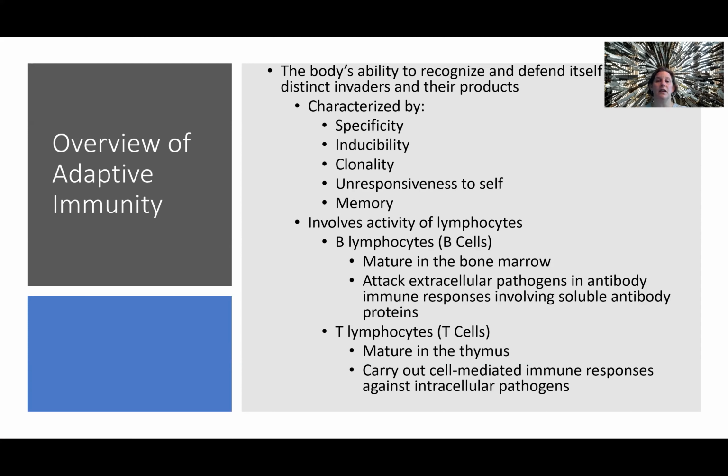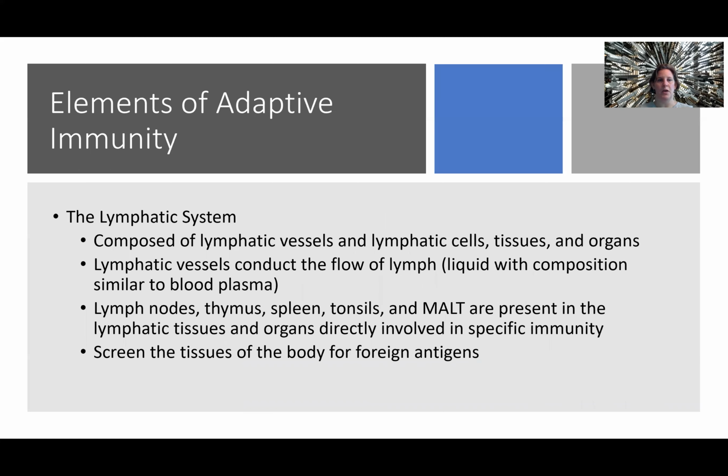So the main leukocytes that are involved in adaptive immunity are the lymphocytes, the B lymphocytes and the T lymphocytes. Now, the B and the T are coming from where these cells matured. So you'll see B lymphocytes mature in bone marrow and T lymphocytes mature in the thymus. They have different roles, although some of those do overlap. So let's talk about adaptive immunity. This is our third line of defense, adaptive immunity.